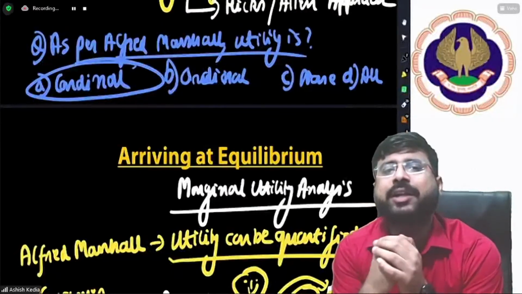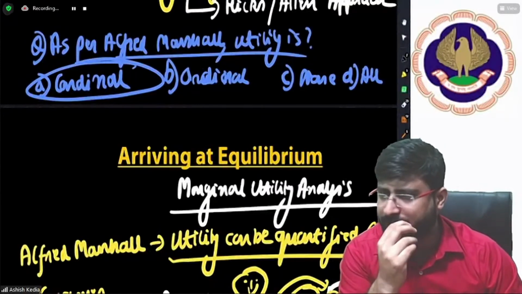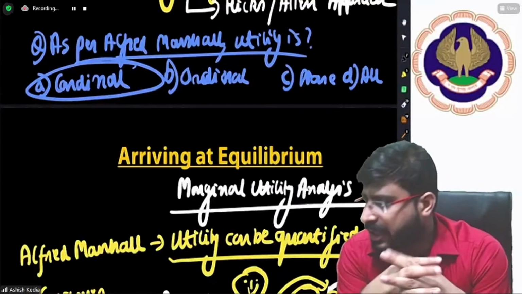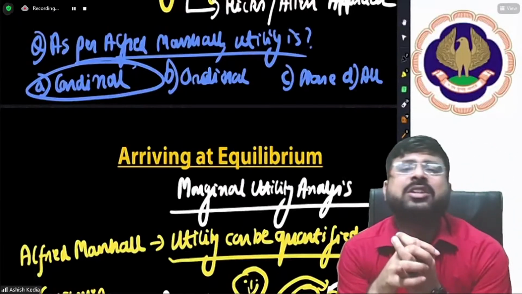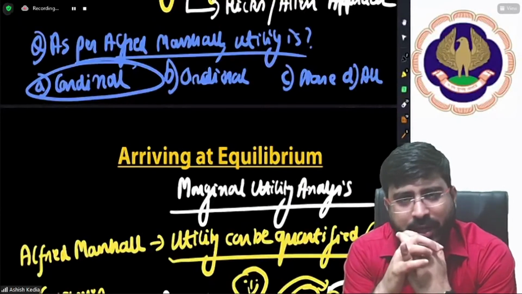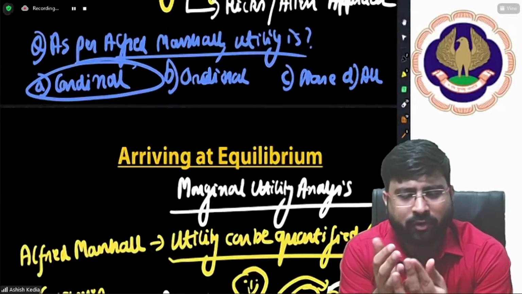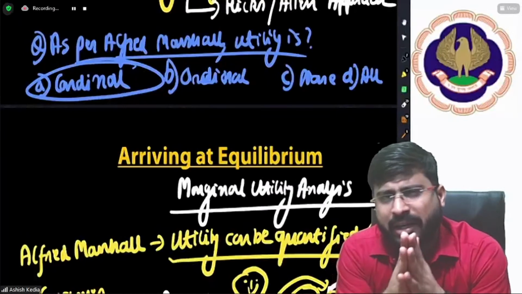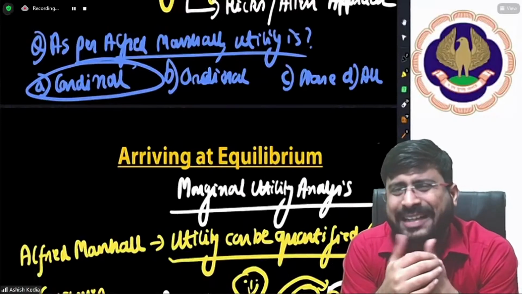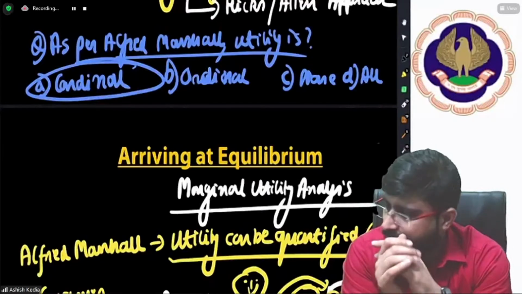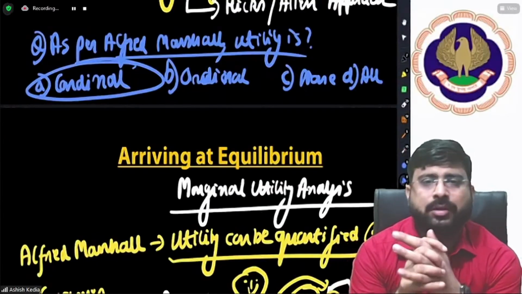Acha, my one more question. After this, I will continue my teaching. You are telling me that as per Alfred Marshall, utility is cardinal, right? That's fantastic. But now my question is, what is the meaning of cardinal? Guys, online, everybody attending, come on, answer me. What do you mean when we say utility is cardinal? What do you mean exactly? Come on, students.